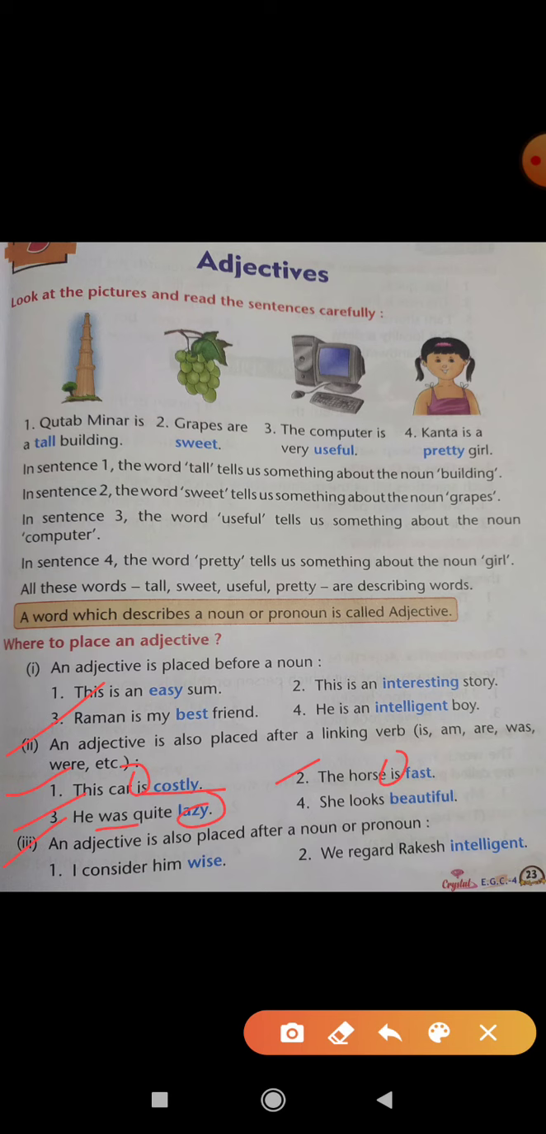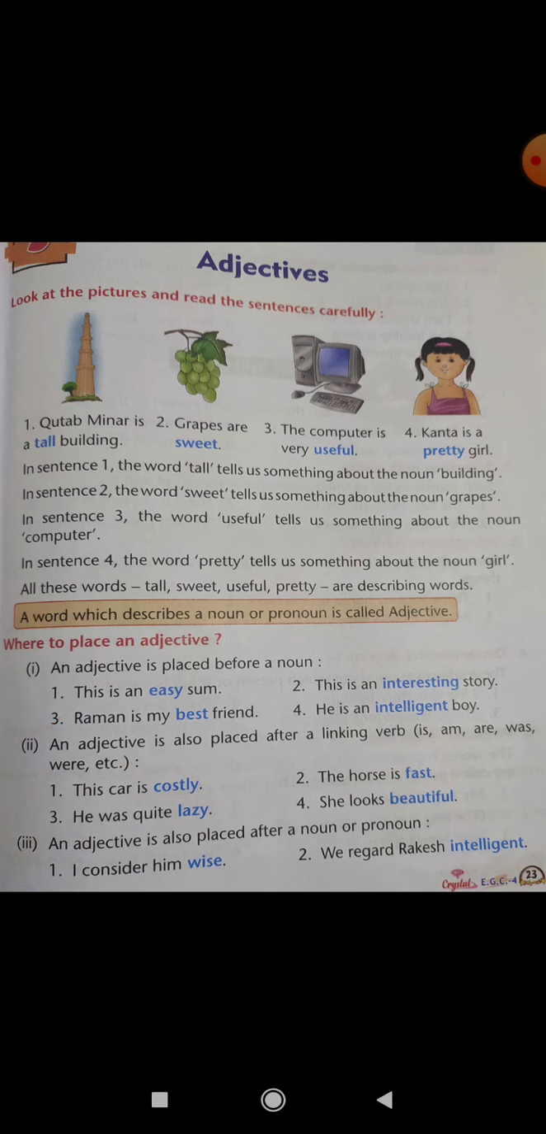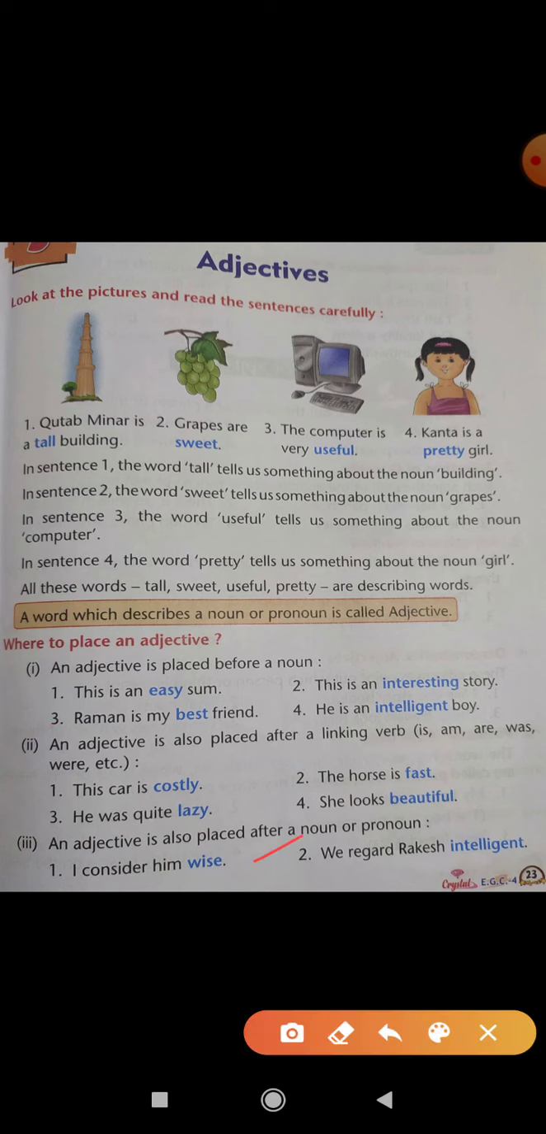The next one is, an adjective is also placed after the noun and pronoun. Noun और pronoun के बाद भी adjectives का use होता है. I consider him wise. Here him is a pronoun and wise is an adjective. Next, we regard Rakesh intelligent. Rakesh is a noun and intelligent is an adjective.